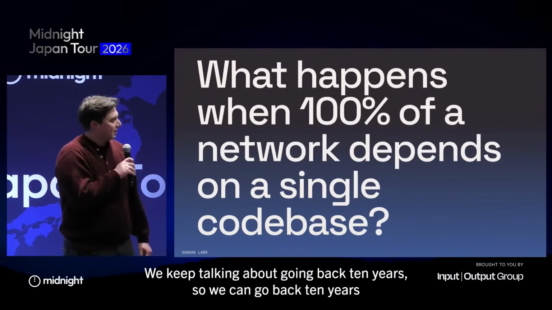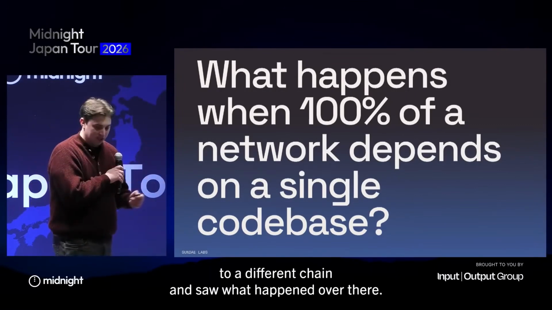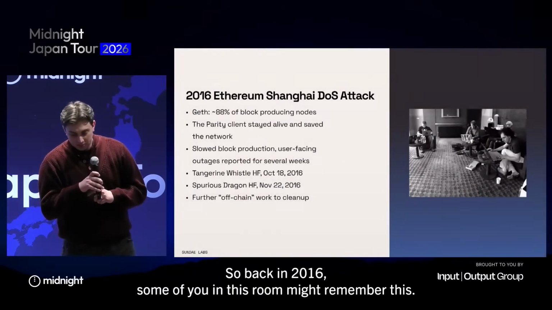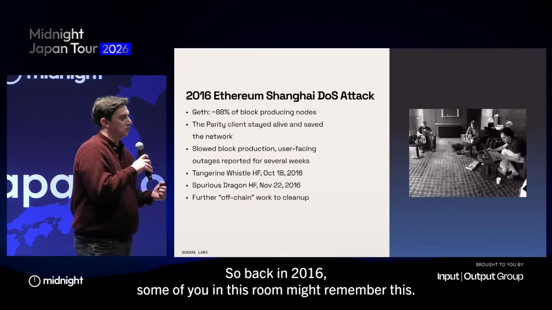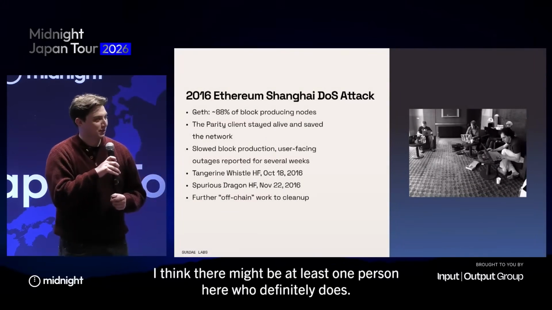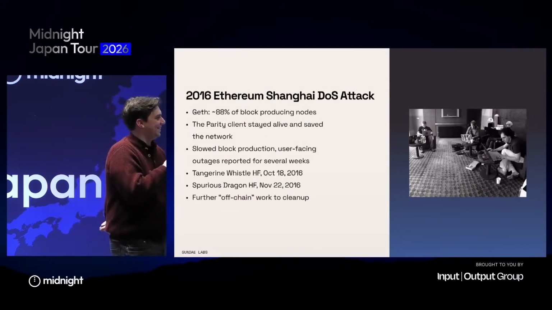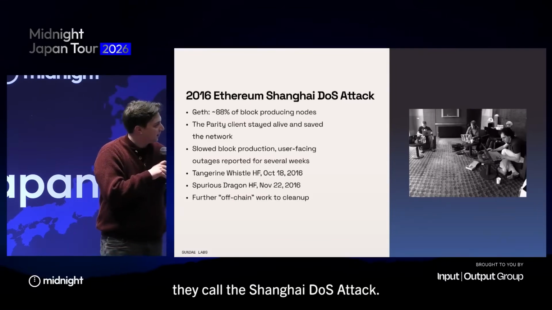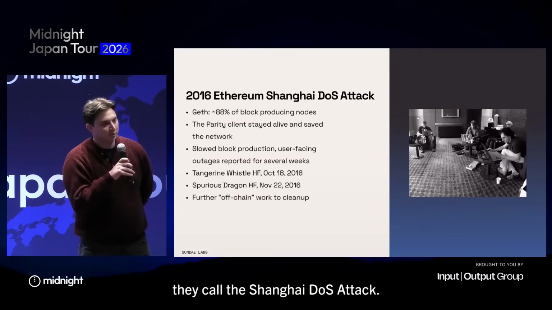We keep talking about going back 10 years, so we can go back 10 years to a different chain and see what happened over there. So back in 2016, some of you in this room might remember this. I think there might be at least one person here who definitely does. Ethereum experienced what they call the Shanghai DDoS attack.